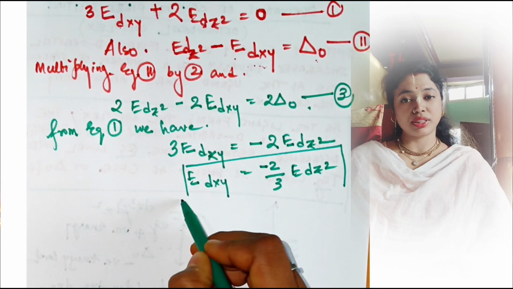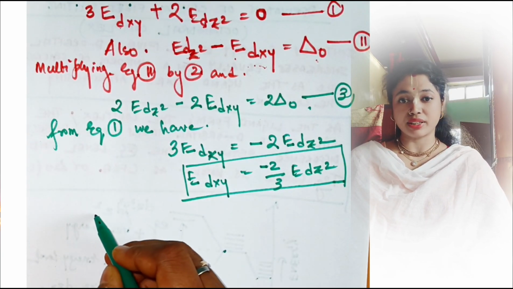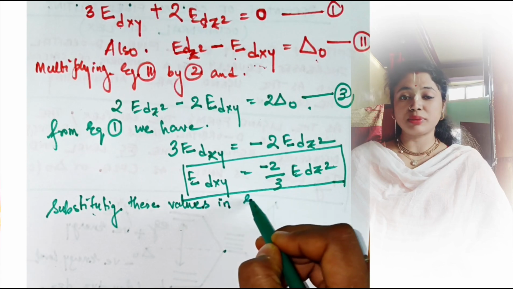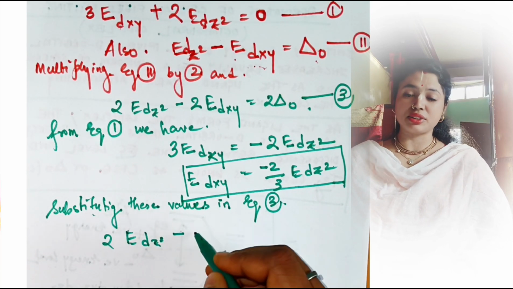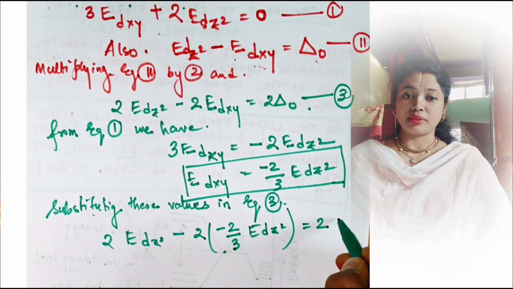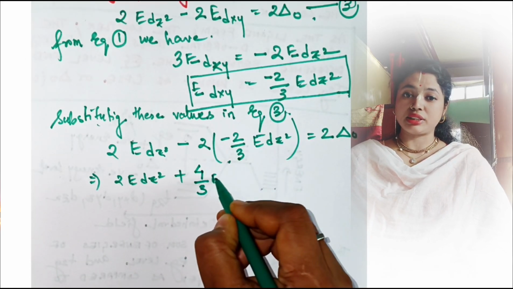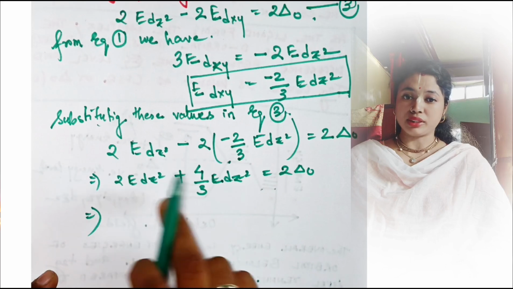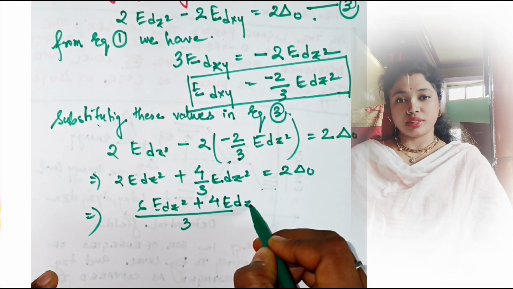Now substituting this value of E dxy in equation 3, what we get is twice E dz square minus 2 into minus 2 by 3 E dz square, which is equal to twice delta naught. So here we are getting twice E dz square plus 4 by 3 E dz square, which is equal to twice delta naught. Now we have to take the LCM, so 2 threes are 6, so 6 E dz square plus 4 E dz square is equal to twice delta naught.